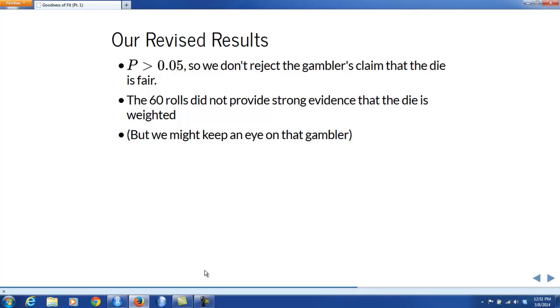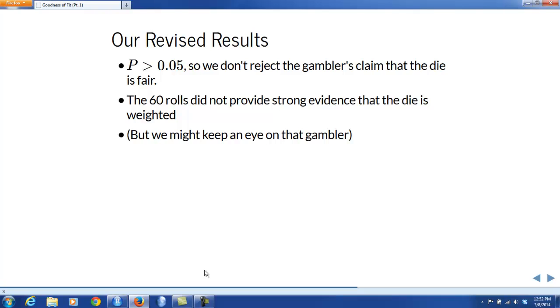We really do need to revise our results here. We need to move away from testing just on the 2's, that was data snooping, and we need to use the chi-square test instead. The chi-square test had a much higher p-value, about 11%. It's certainly higher than our usual cutoff of 5%, so we're not going to reject the gambler's claim that the die is fair.